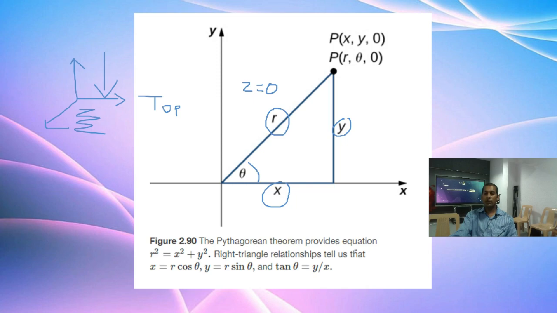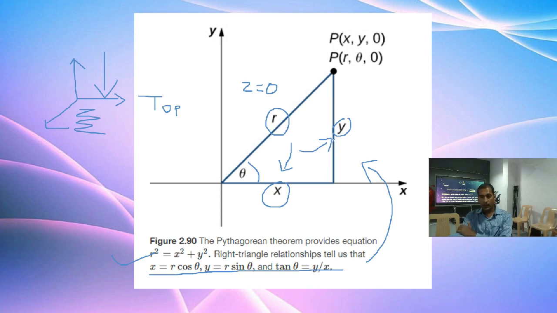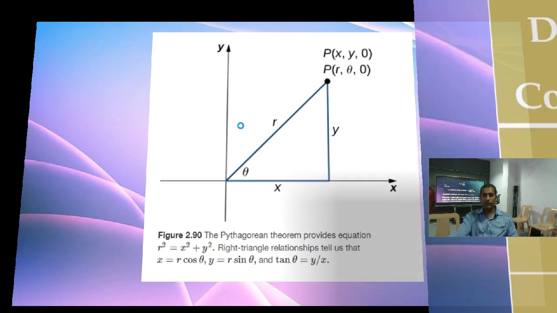The Pythagorean theorem provides the equation. From the Pythagorean theorem we can say this r square is equal to x square plus y square. Hence r will be equal to square root of x square plus y square. From here we can also say that x is equal to r cos theta, y is equal to r sin theta, and tan theta is equal to y by x. So from the Pythagorean theorem we can remember these equations for the conversion. It is a very easy method to remember the conversions. In examples we use these conversion methods.